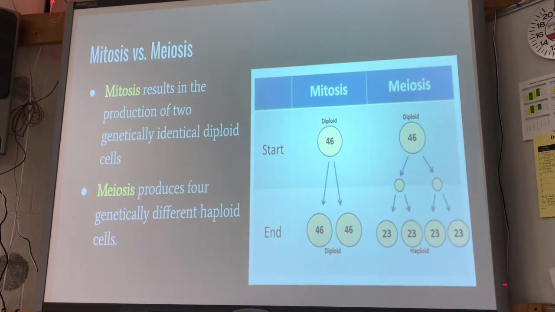We are not going to go step by step through meiosis today. We'll do that next week. That's not what I'm going to spend time doing today.